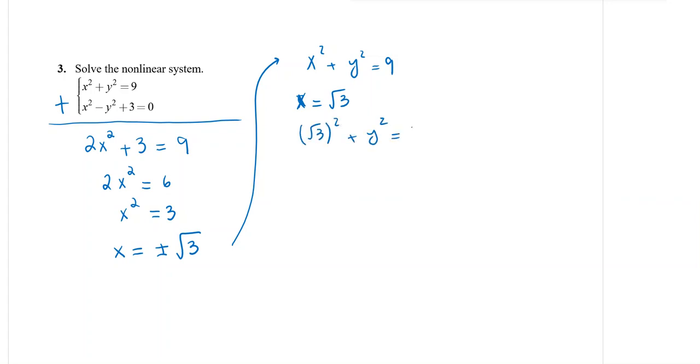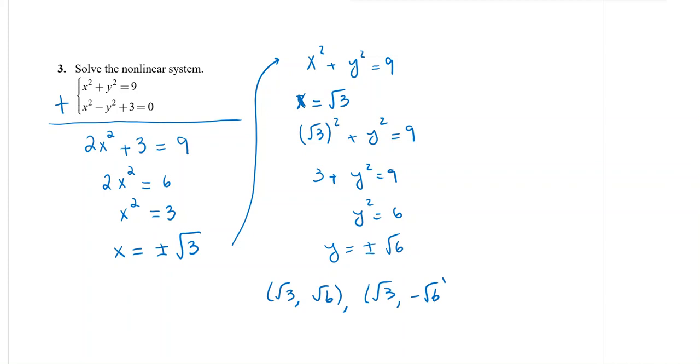I'll have to solve this equation for y. The square of square root of 3 is 3. Subtract 3 from both sides, and then we apply the square root property again. So this gives us two ordered pairs right there. When x is square root of 3, y could be square root of 6. Or another solution is when y is negative square root of 6.